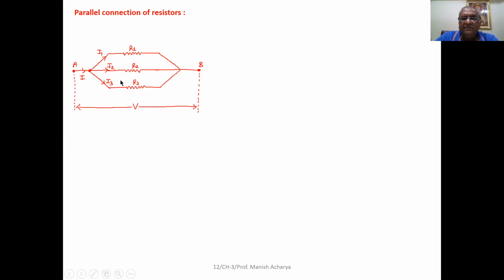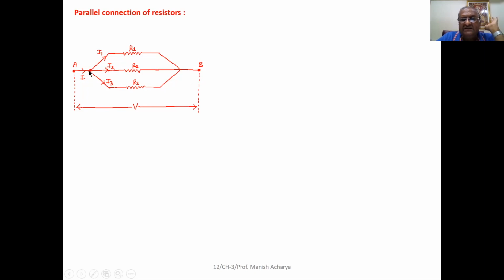And here, suppose we think about resistor R1, then one terminal of resistor R1 is directly connected to A, and the second terminal of R1 is directly connected to B. In the same manner, R2 and R3 are connected. So, the potential difference in a parallel connection of resistors across each resistor will be the same, but the current through each one will be different.